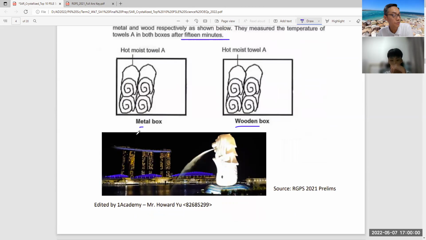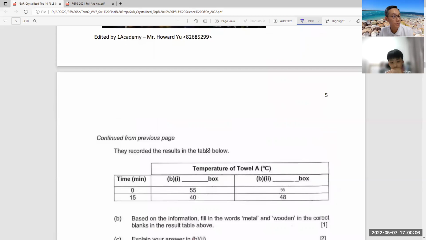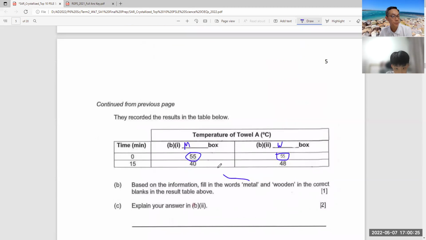Okay, so imagine you stay there in this hotel, MBS. So now they ask you, from 0 to 15, can you notice the starting temperature is the same, 55? So this one dropped lower. So this one should be metal. This one should be wood. So you key in the words. Fill in the word metal. So metal should be here and wooden should be here.